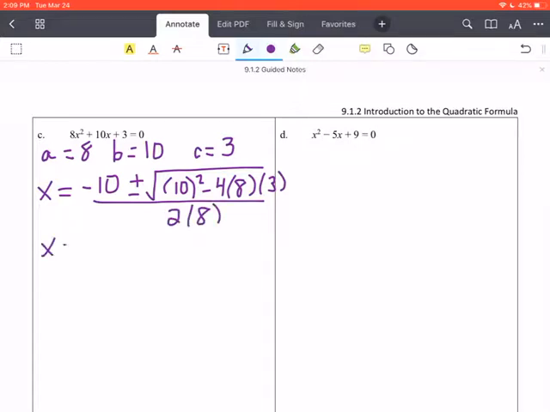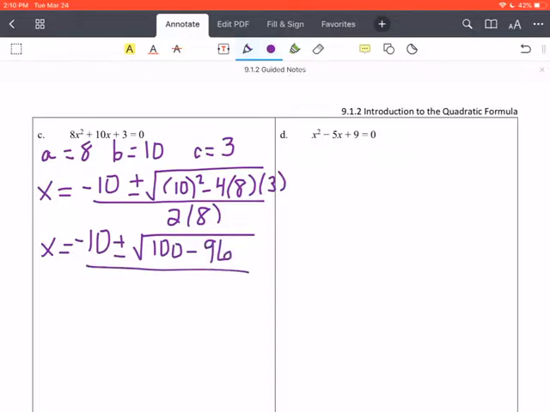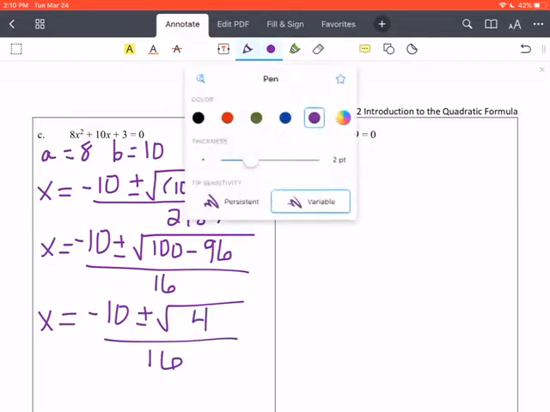Let's simplify under the square root. -10, plus or minus the square root. What's 10 squared? That's 100. And then I'm going to do -4 times 8 times 3. And I get -96, so I write -96 over 16. I have x equals -10 plus or minus the square root. 100 minus 96 is 4. Yay, that's a nice problem once again.